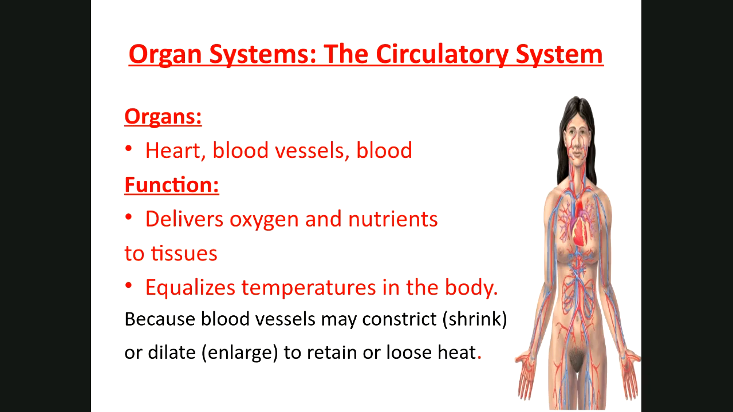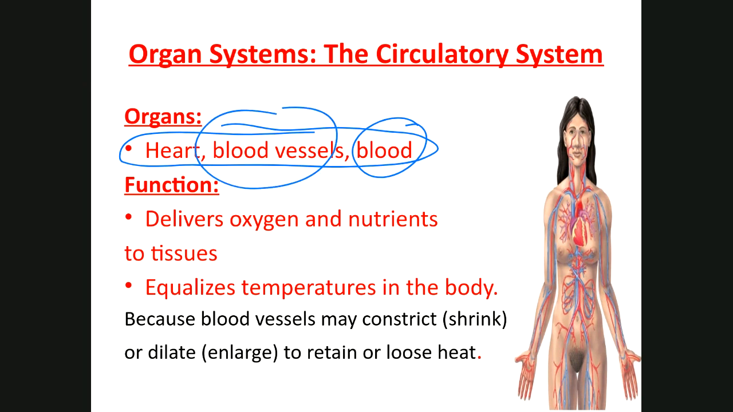The circulatory system, again, you need to know the organs. Blood and blood vessels are considered organs, part of the circulatory system. The circulatory system is the transport system of the body and is going to transport gases like oxygen and carbon dioxide, nutrients, hormones, electrolytes, etc.